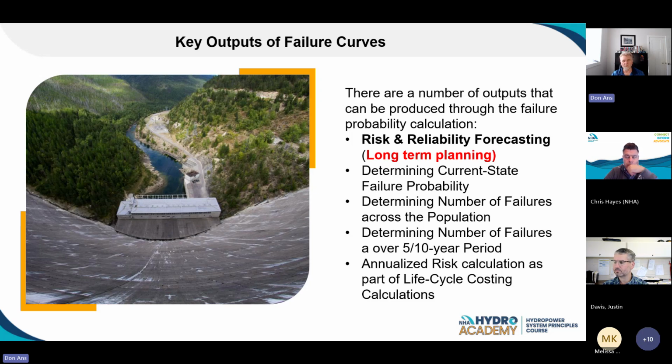For those big, expensive, really worthwhile assets, I would make sure I had projects in place for even 20, 30 and 40 years down the road for when they need to be replaced. So that's my biggest use, long-term planning. I also could use it for the current state failure probability, so I could make sure I had contingency plans or enough money in my contingency budget for failures. And for items where I've got lots of them, the number of failures across the population over a 5 or 10-year period would be more applicable.